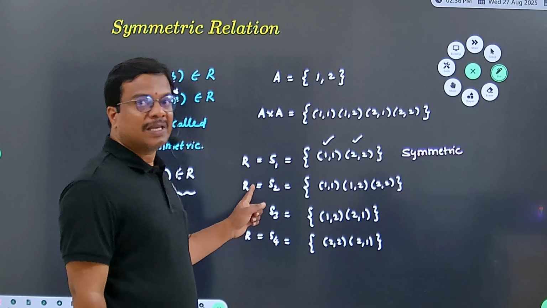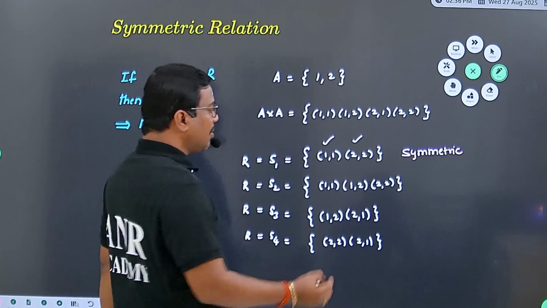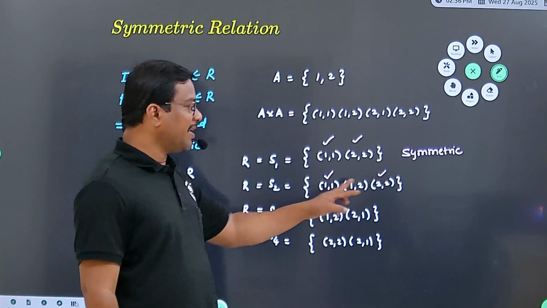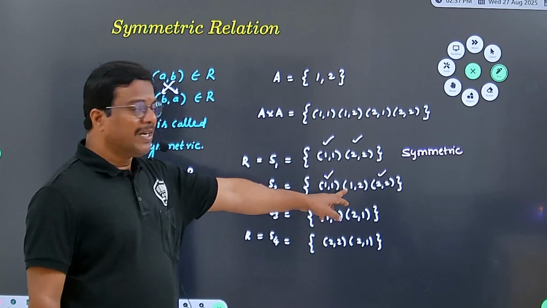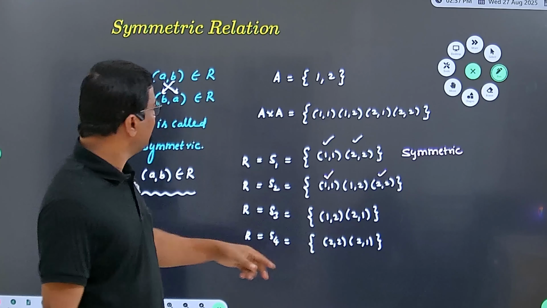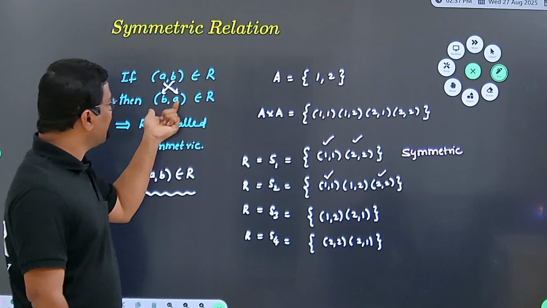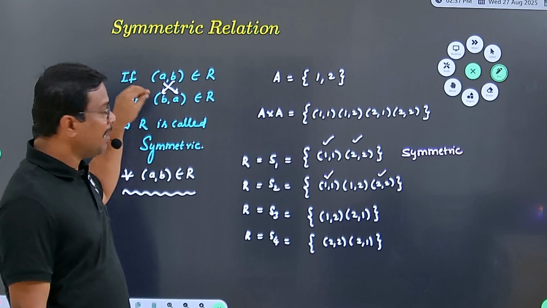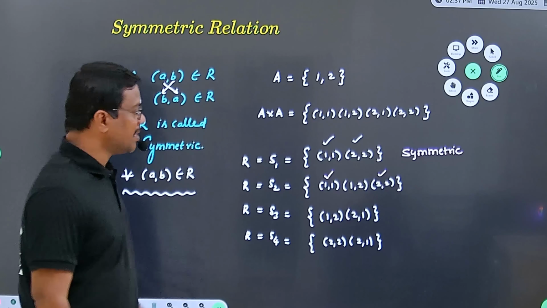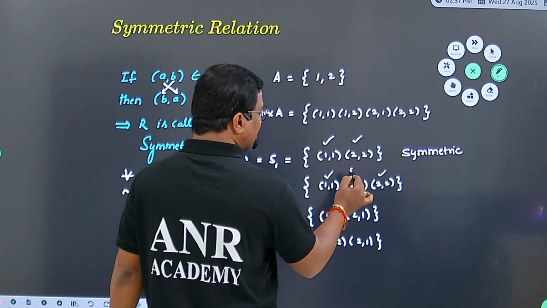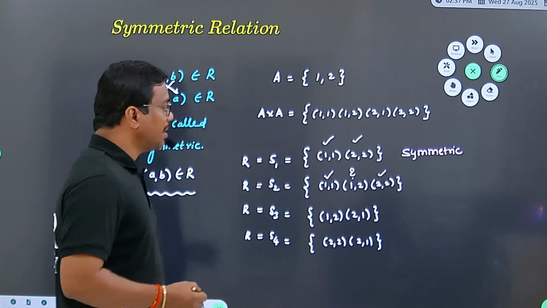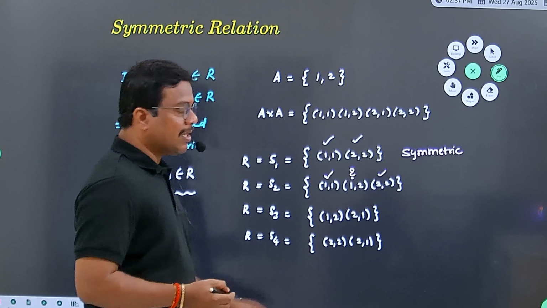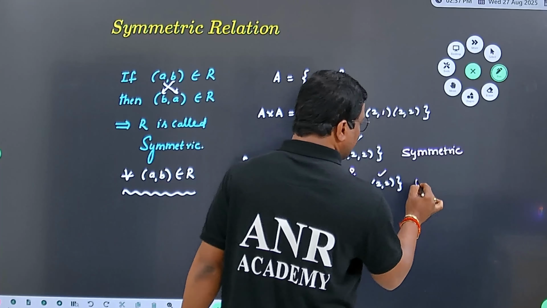Next, S2. (1,1), (2,2): their reverses are again (1,1), (2,2). But for (1,2) there is no (2,1). Reversing the entries, you will get another pair, and that pair also must lie in that relation. But here there is no such pair in the reverse order, so it is not symmetric.